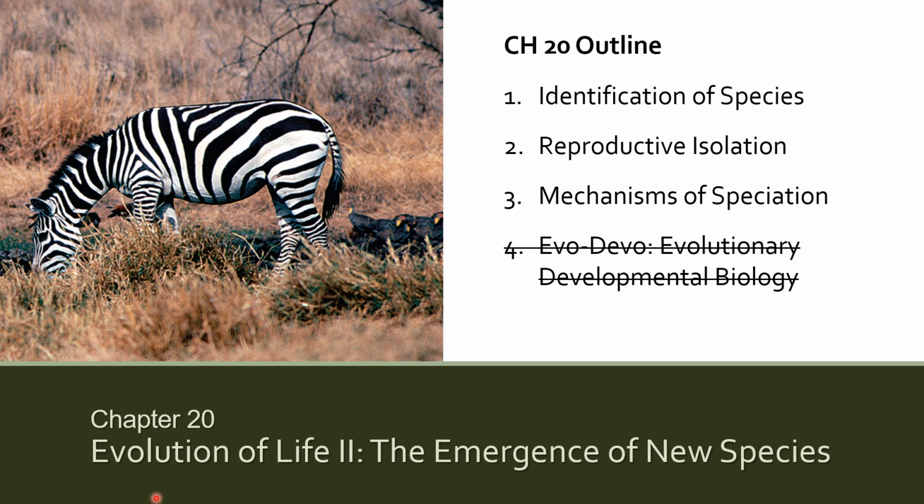In Chapter 20, we switch our focus from microevolution, or the evolution of populations, to macroevolution, or the origin of new species. In Chapter 19, our focus was on evidence for evolution and mechanisms of evolution. There are 4 mechanisms of evolution: natural selection, gene flow, or immigration and emigration within populations, genetic drift, and mutations. Now, certainly all 4 of these mechanisms can lead to the origin of new species.